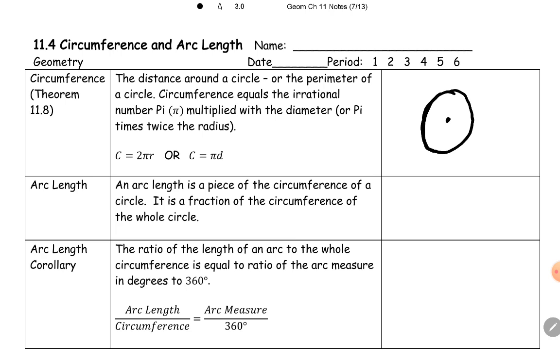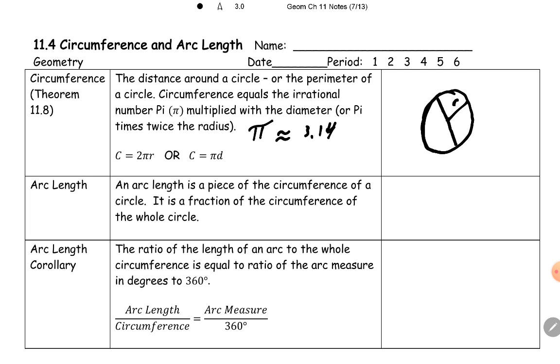And how we find it is either 2 pi r, and remember pi means about 3.14. When you're punching this in your calculator, there should be a pi button. Don't punch in 3.14 anymore, but actually use the pi button. It's more accurate. So we either do 2 pi times the radius or pi times the diameter.